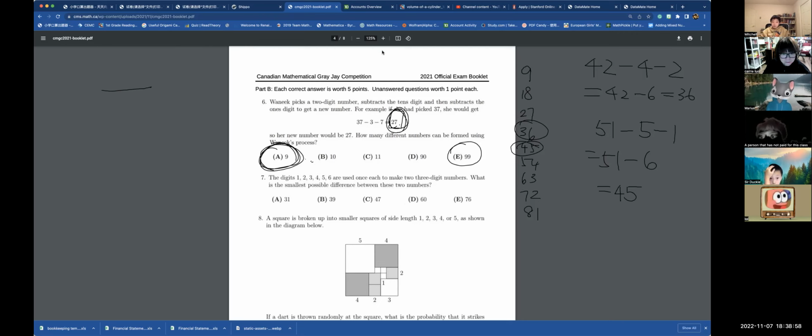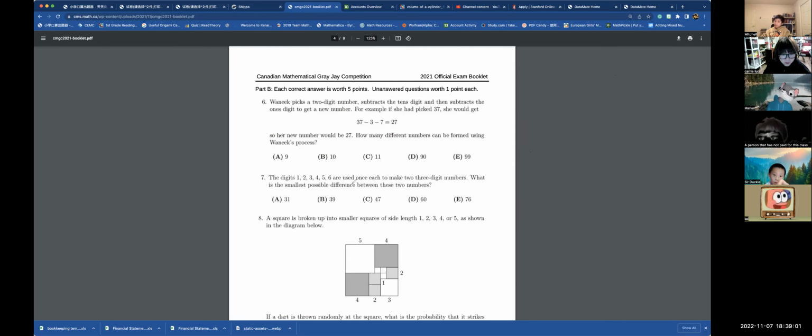I guessed A. So the digits 1, 2, 3, 4, 5, 6 are used once each to make two 3-digit numbers. What is the smallest possible difference between these two numbers? Okay, so how to make the difference of two numbers small? 你看啊25, 24. Okay, so when the numbers are too close to each other, the difference will be smaller. Correct, everybody? So we try to find the smallest. So make the hundreds digit as close as possible. So we have 1, 2, 3, 4, 5, 6.